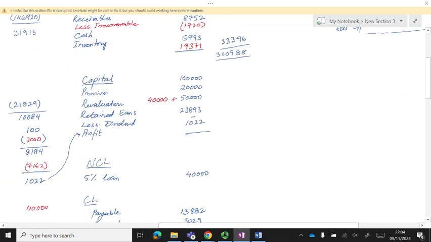Next, add the capital plus the premium plus the revaluation plus the retained earnings plus the profit for the year, and the total is 234915. Loan is, there's no changes in the loan, 40,000. I'm going to just move this figure over here.